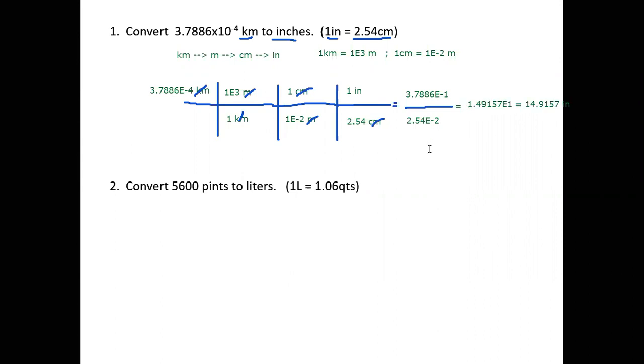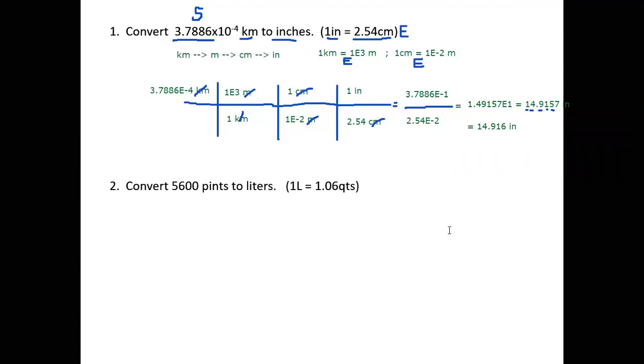But we're not finished because we have to look at significant figures. So our original number had 5 significant figures. Our conversion factor of inch to centimeter is exact, so we don't have to worry about it. Kilometer to meter is exact. And centimeter to meter is exact. So our answer should have 5 significant figures. So 1, 2, 3, 4, 5. After the 5 is a 7, so we're going to round up. So our final answer should be 14.916 inches.